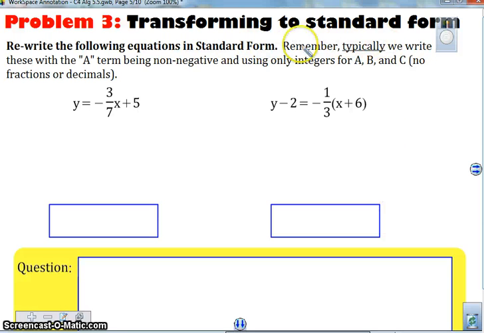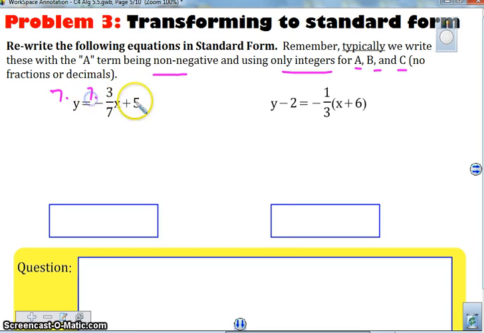How do we transform an equation to standard form? What that means is we want to rewrite an equation so it's in standard form. Remember, typically the A term has to be non-negative and only integers for A, B, and C, which means no fractions, no decimals. So the first thing is we look at this equation, we need to get rid of our denominator of 7. How to get rid of a denominator of 7? We're going to multiply every single term by 7.